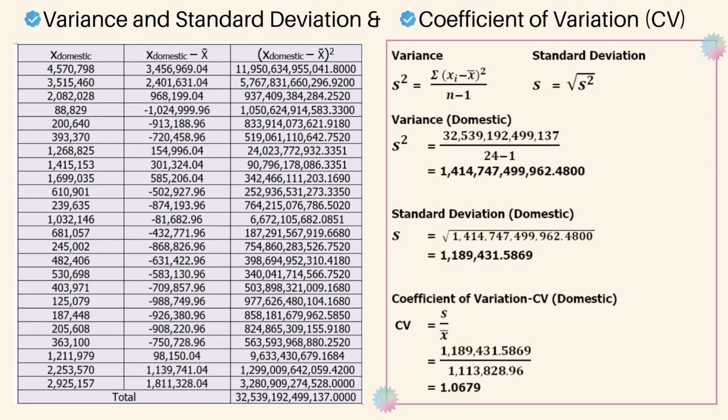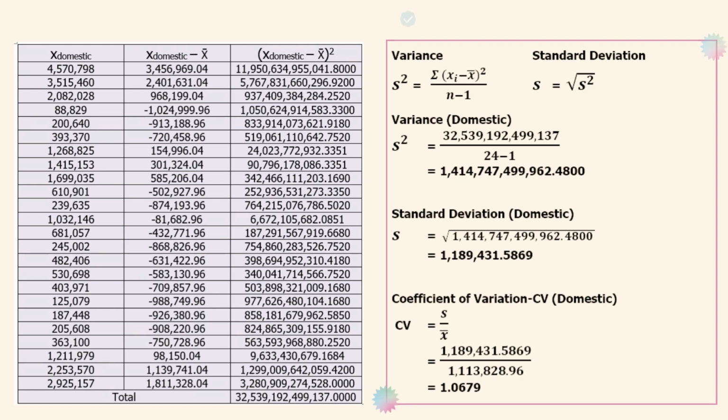After that are variance, standard deviation, and coefficient of variation for domestic. The formula for variance is the sum of the squares of each deviation from the mean divided by the number of data points minus 1. So the variance equals 1,414,747,499,962.48. Next is the standard deviation. The formula is the square root of variance, which equals 1,189,431.5869. The coefficient of variation, CV, is calculated by dividing the standard deviation by the mean, and it equals 1.0679.